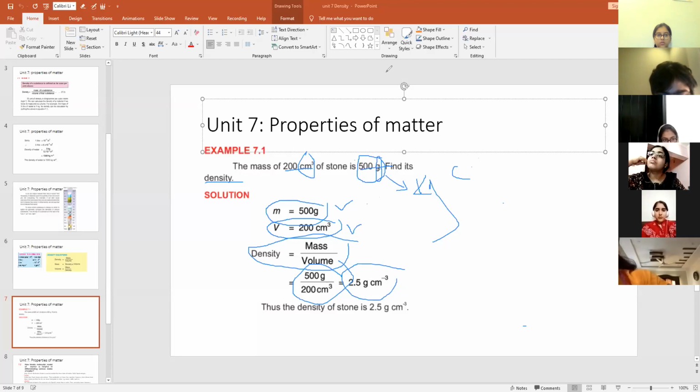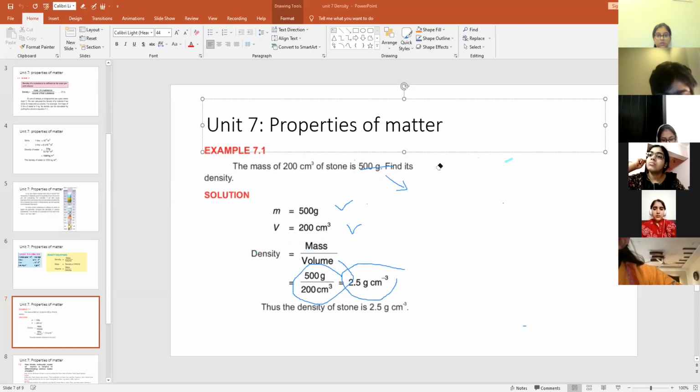But suppose the volume is given to you in meter cube and the mass is in gram, then you have to convert the mass into kg, because one unit is SI and the other unit is CGS, so you have to make them the same unit. But here they are the same unit, centimeter and gram, in CGS. They have the same standard. So there is no need to change these units.